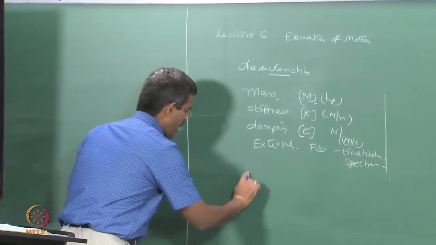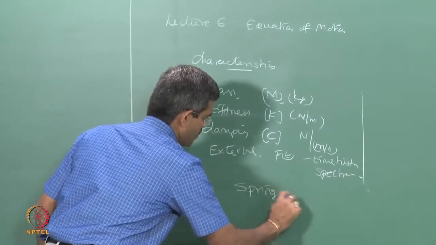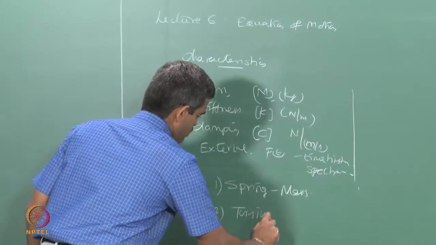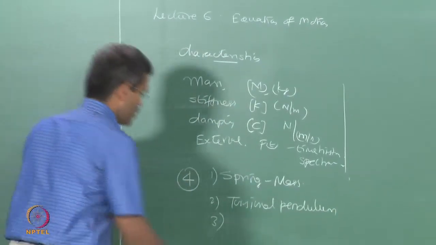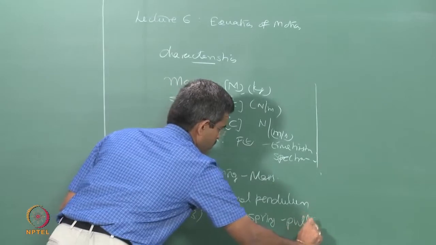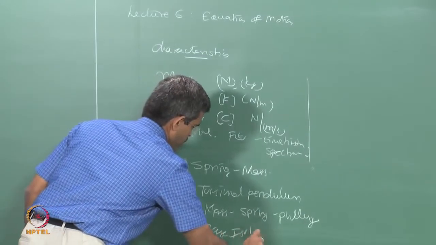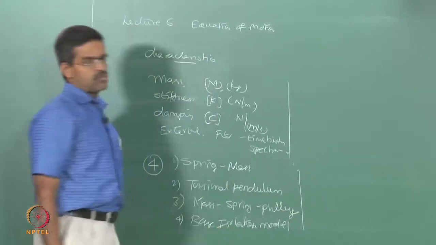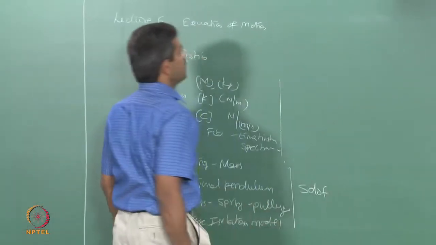Now, the question comes: there are 4 ways by which you can mathematically model a single degree of freedom system. One is a simple spring mass system. Another can be a torsional pendulum. The third one can be a mass spring pulley system. The fourth one can be a base isolation model. In all these cases there is only one independent displacement degree of freedom, which makes the system a single degree of freedom system.